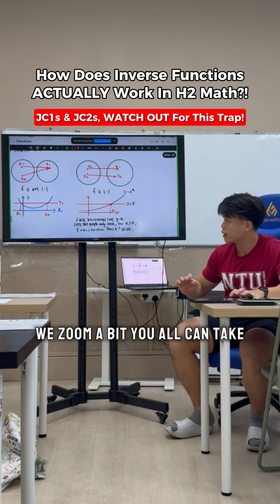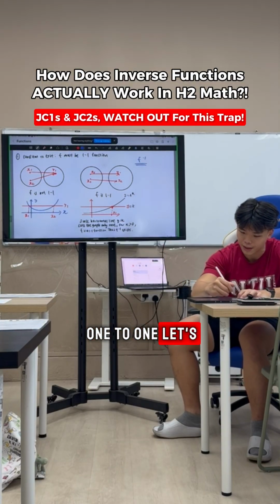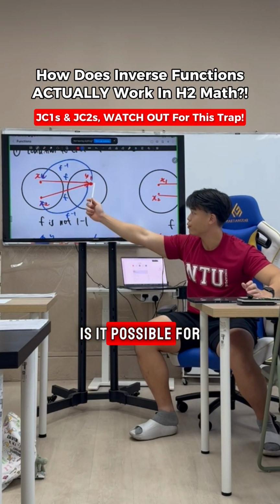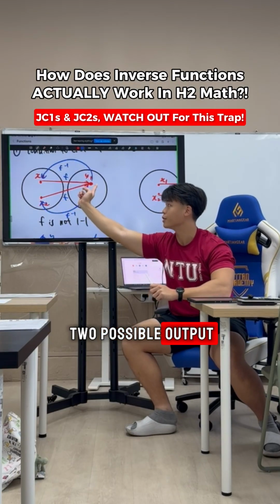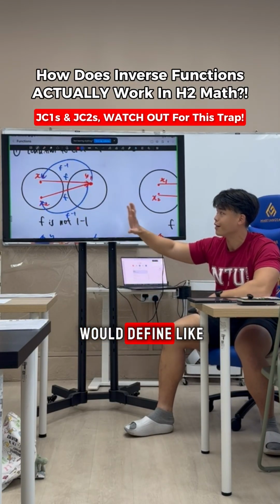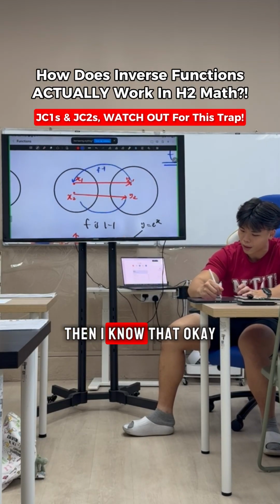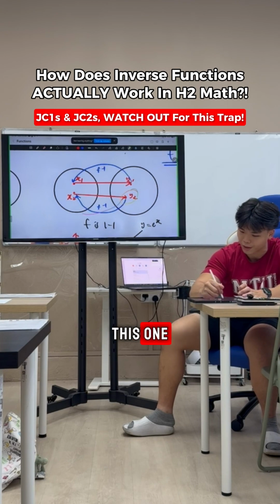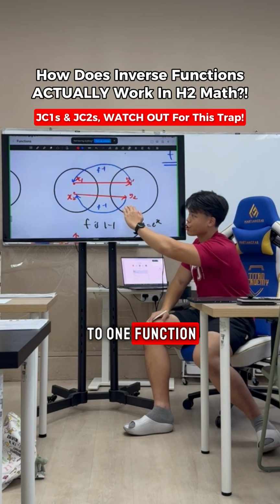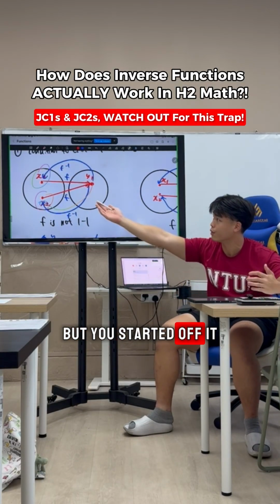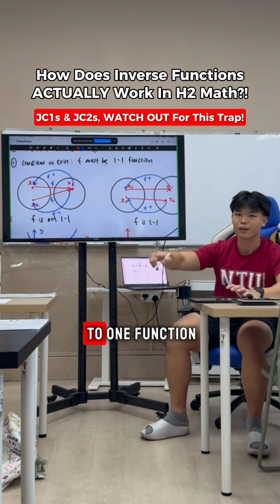When you zoom out a bit, you all can take the time to copy this out. But I explain why it must be a one-to-one function. So if it is not one-to-one, let's say this is f. But is it possible for me to have one input give me two outputs? That means I start from here, and then I have two possible outputs. Not possible, right? Because then it wouldn't be a function anymore. But if it's a one-to-one correspondence, then if I go backwards like that, strictly this one will go back to this one, and this one strictly will go back to this one. That's why only a one-to-one function can have an inverse. You would not know how to go back to what you started off with. You wouldn't know which x to go back to. But this is the understanding as to why it must be a one-to-one function.